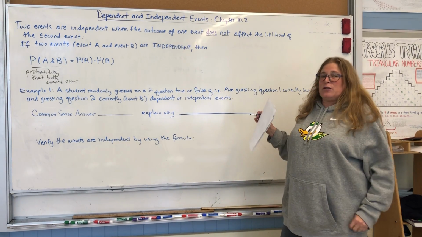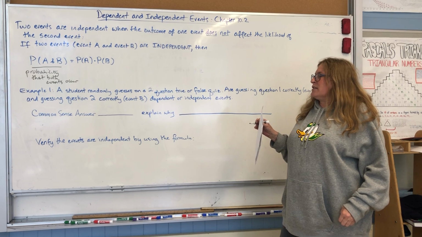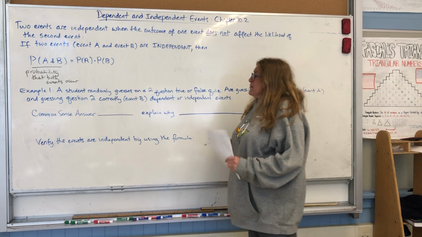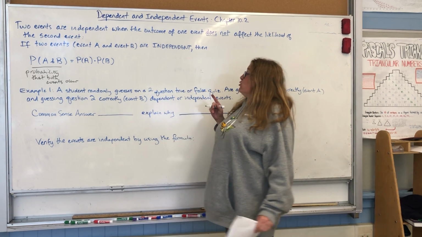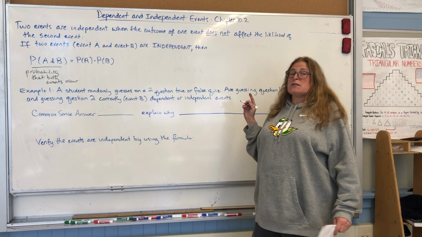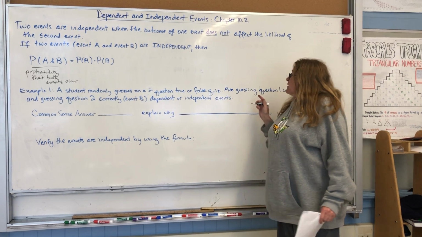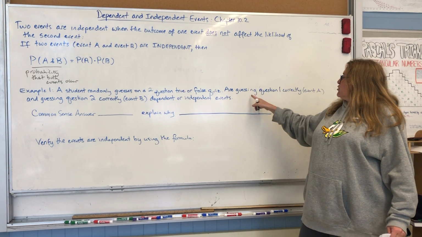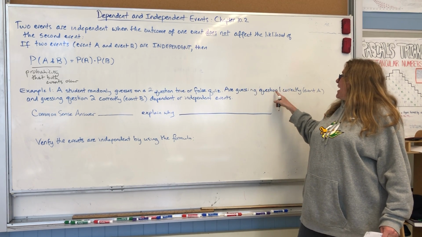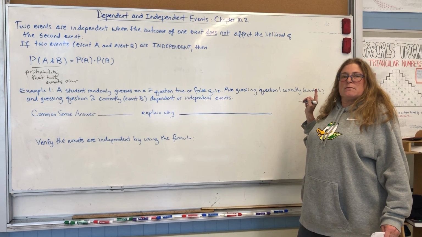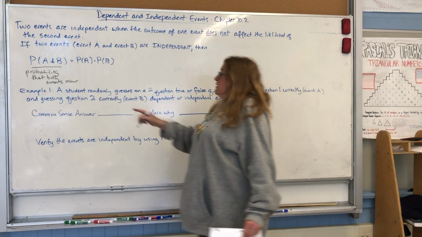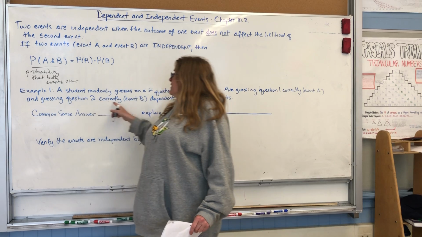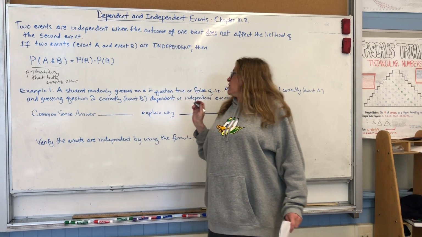Okay, so we have our student who didn't study for his or her test again. This time the student randomly guesses on a 2-question true or false quiz, short quiz. Let's look at two events. Event A is that the student guesses correctly on question 1, right? And event B is that the student guesses correctly on question 2.